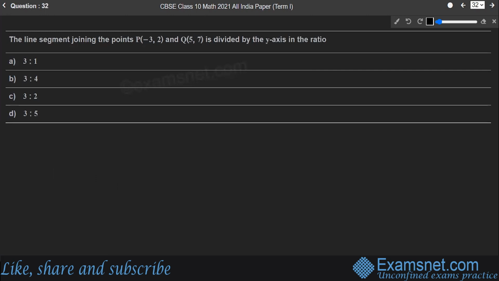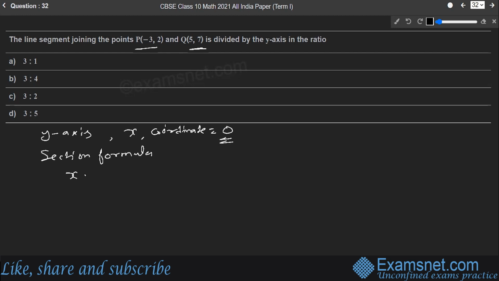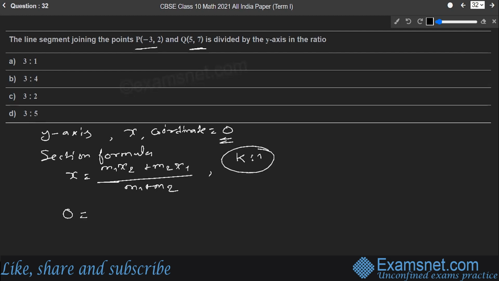Now, 32. The line segment joining the points is divided by the y-axis in what ratio? Let us have the y-axis. As we know, the x coordinate of the y-axis is always 0. So we can use the section formula here, that is x is equal to m1 x2 plus m2 x1 divided by m1 plus m2. The x value is already 0. So let us say that it divides in the ratio k is to 1.